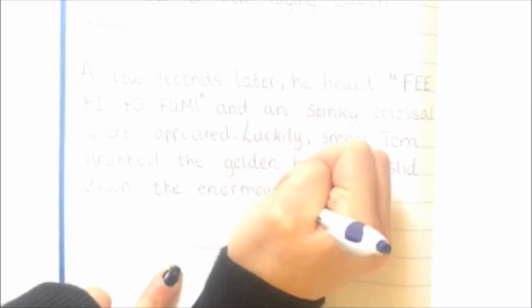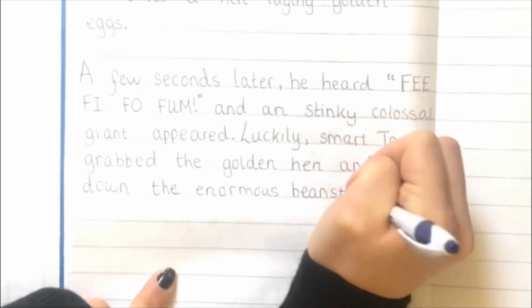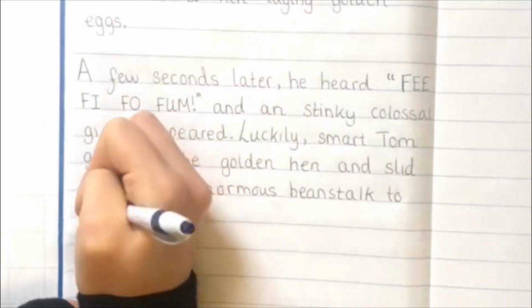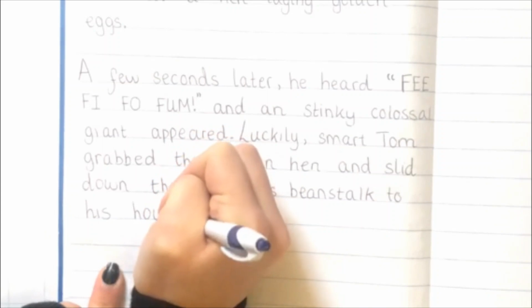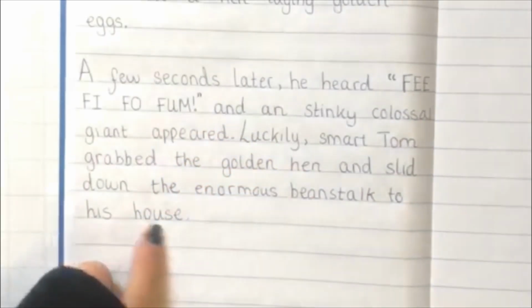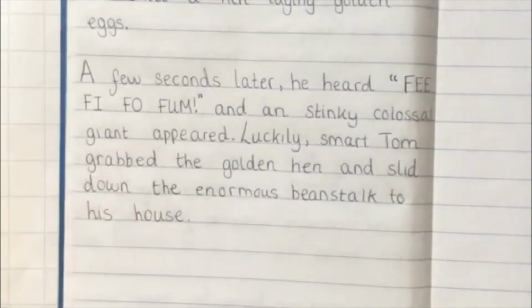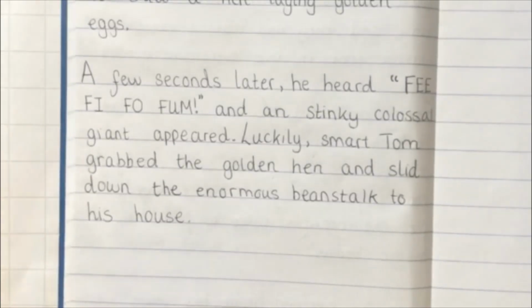Slid down the enormous beanstalk, copying my spelling from beanstalk as well from that sheet. Beanstalk to his house. And you could have challenged yourself there and had an adjective for your house. To his old house, to his ramshackle house, it's up to you. So now, really important part, we need to read back our sentence to edit it and make sure it makes sense. We haven't missed anything out.